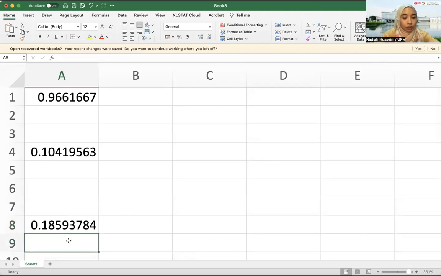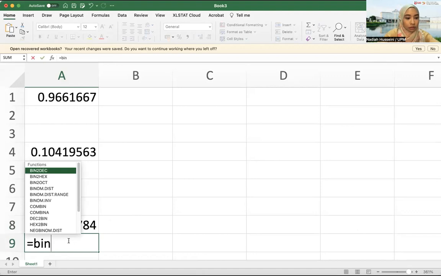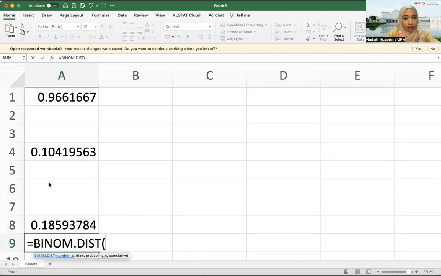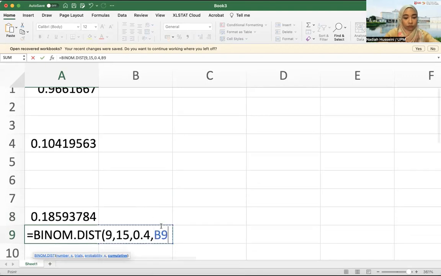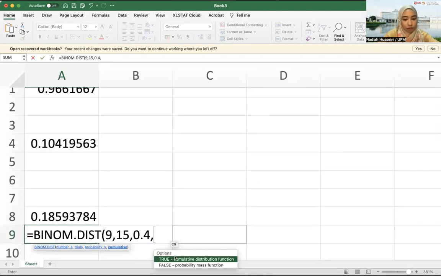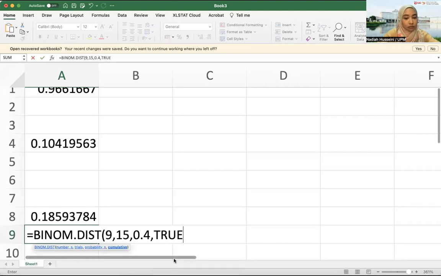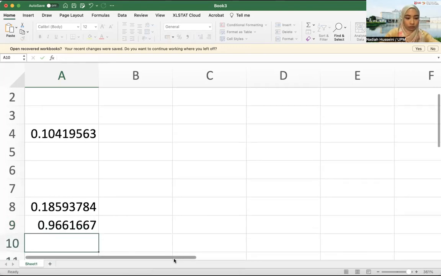Okay, so we want to know the cumulative from 0 to 9. Binomial distribution. So the number of x will be 9, and the number of trials is still 15. The probability is 0.4. And we are choosing cumulative now. Oops, I'm choosing the cumulative distribution function, true. So the answer is 0.966.